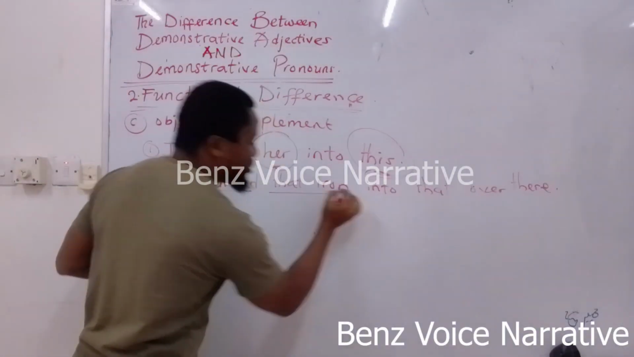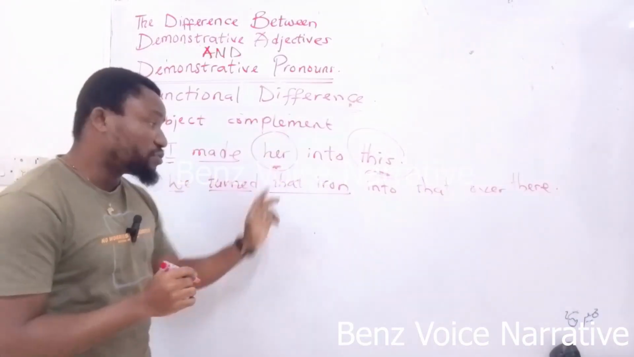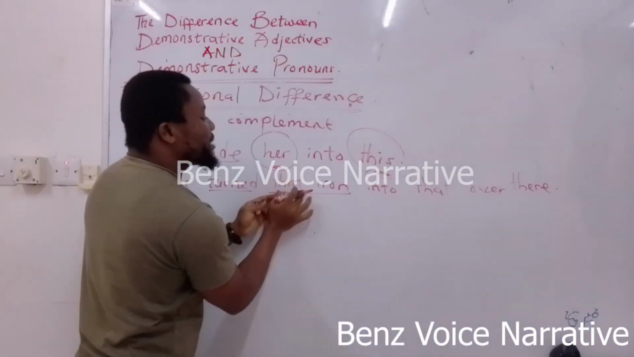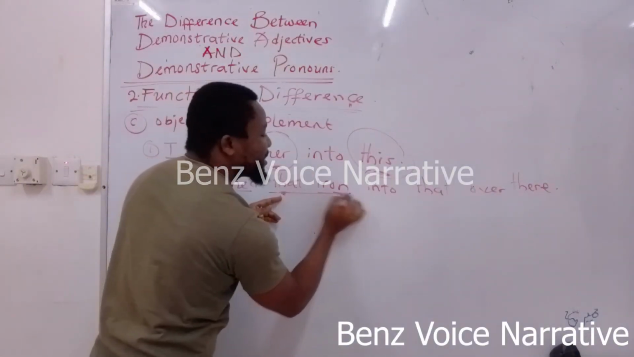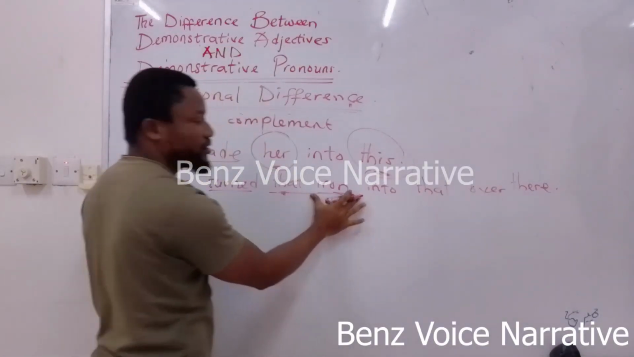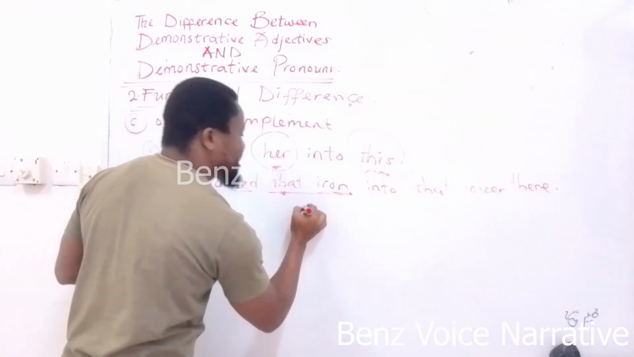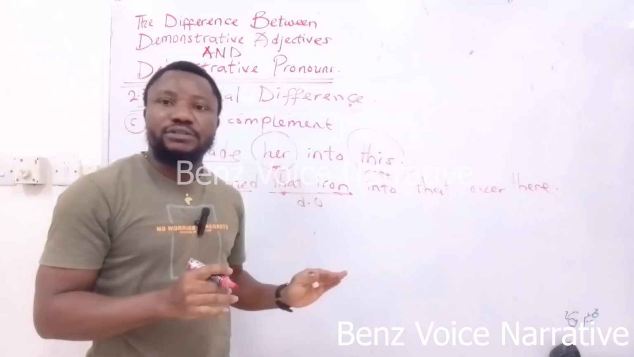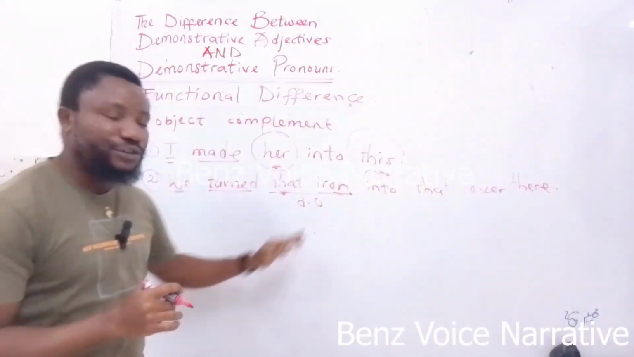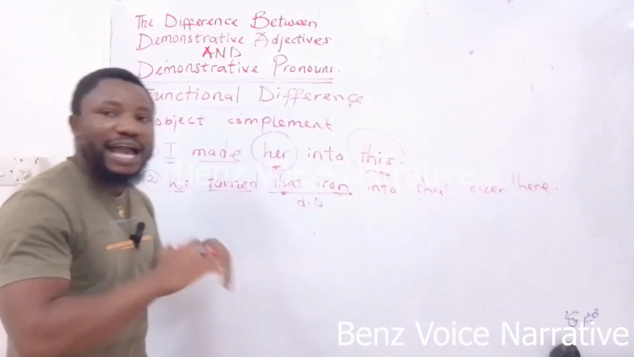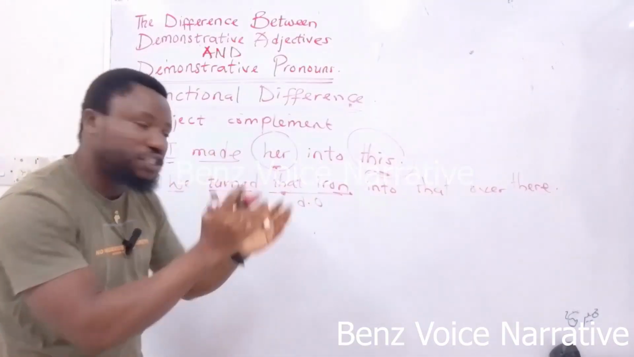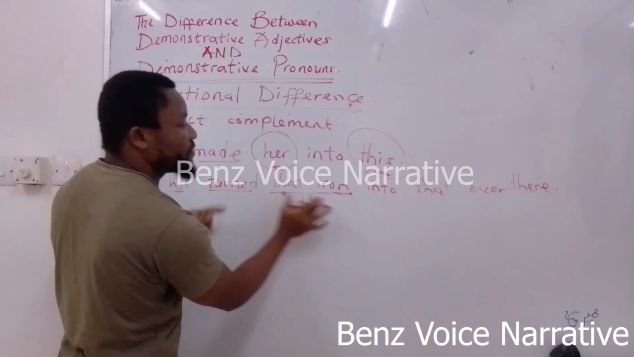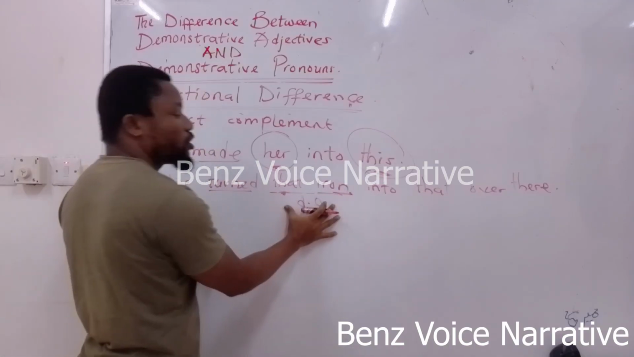We turned that iron. That, in this case, is a demonstrative adjective, still describing the iron. We turn that iron. Okay, so that iron is the direct object. Like I slapped that iron, I shaped that iron, I bent that iron, I forged that iron. That here is a demonstrative adjective because it's describing the iron. So this is the object of the sentence.